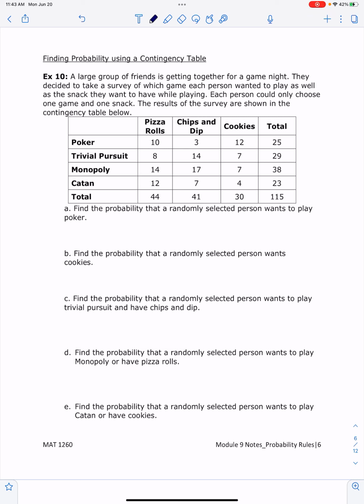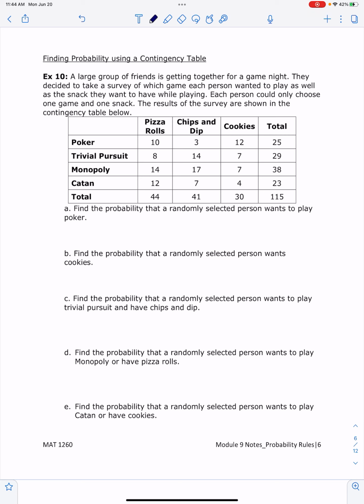Here are our Module 9 notes, probability rules. This is page 6. We are now going to look at finding probabilities using a contingency table. A contingency table basically just lays out everything that can happen in every possible combination. So let's take a look at example 10.